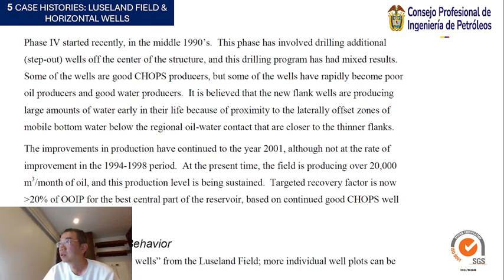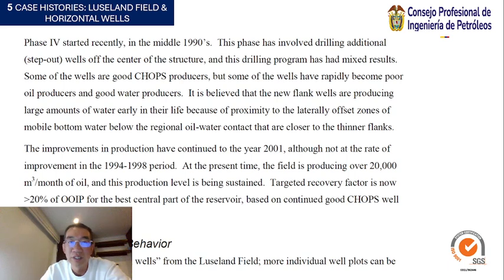Phase 4 started recently in the middle 1990s. This phase has involved drilling additional wells off the center of the structure, and this drilling program has had mixed results. Some of the wells are good CHOPS producers, but some of the wells rapidly become poor oil producers and good water producers.